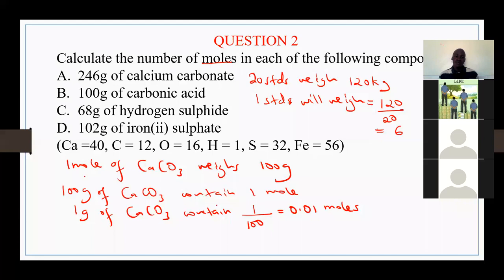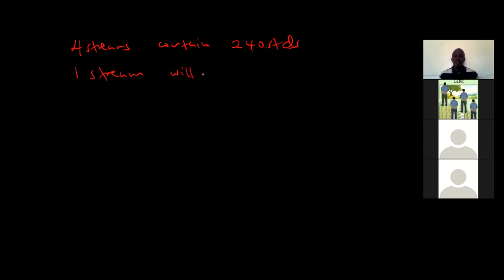1 mole, 100 grams are containing this. The only thing is that we're not using weighing, we are saying contains. Or let's look at it in this form. Maybe 4 streams contain 240 students. That means 1 stream on average will contain how many students? The total number of students divided by the number of streams, which will be 60 students.